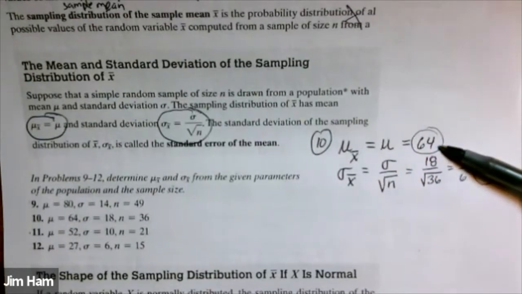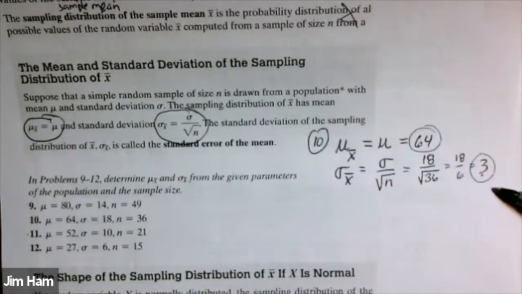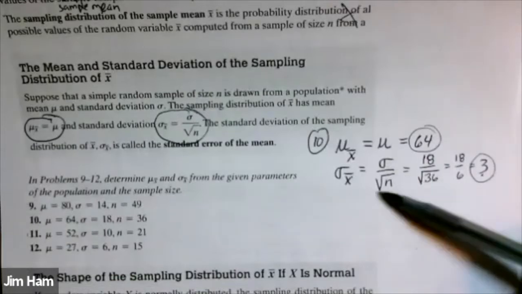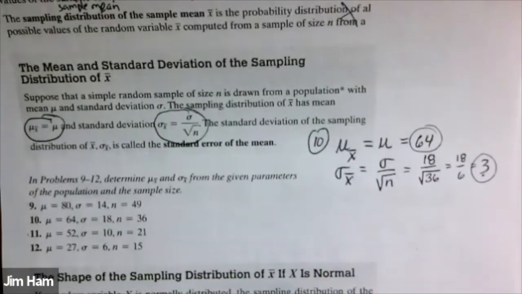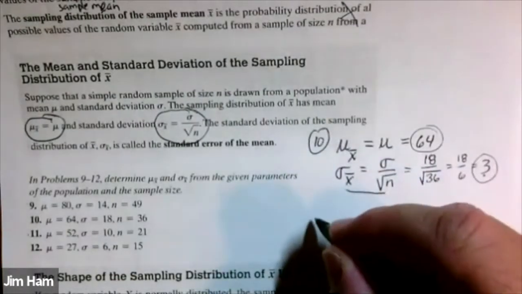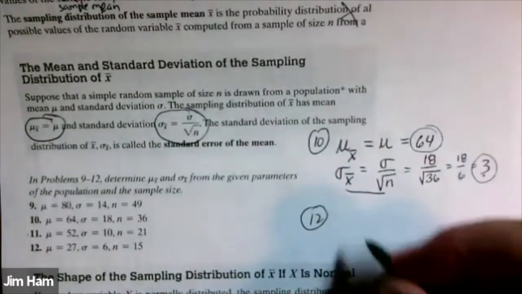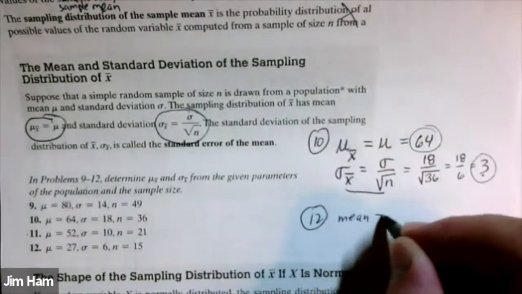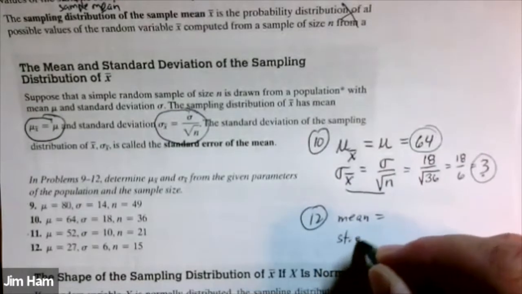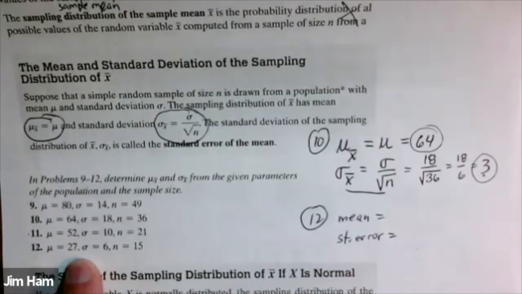The mean is the mean, but for the standard deviation there's a slight change in the formula. All right. Go ahead and do number 12. Put your answers in the chat. You can do this. Mean equals and standard error equals, number 12.